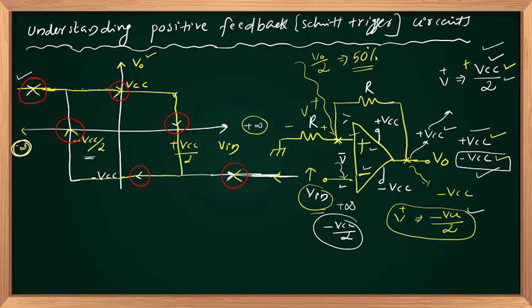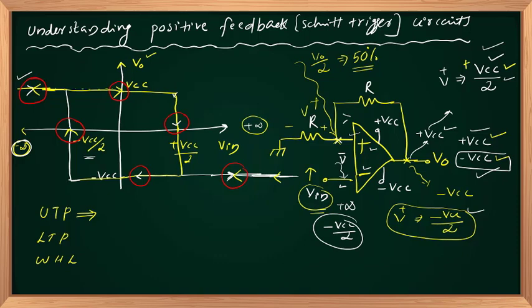Here the parameters of the Schmitt trigger circuit are upper triggering point UTP, lower triggering point LTP, and width of hysteresis loop. Upper triggering point is nothing but the highest value of Vin at which there exists a transition at the output side. We have two transitions.